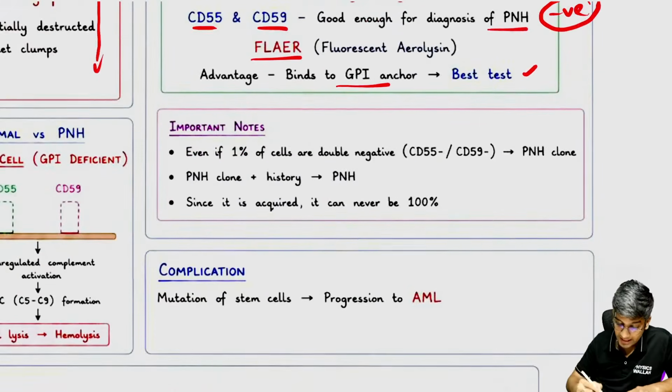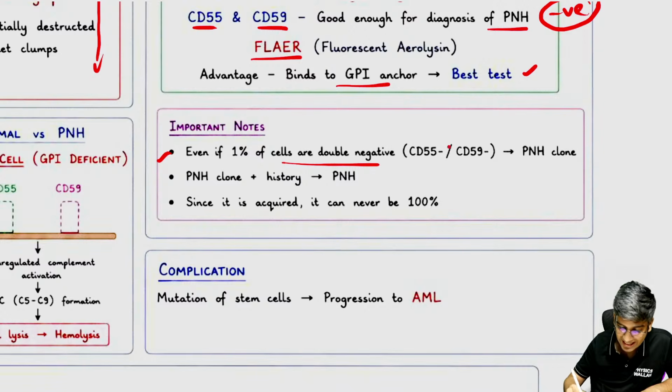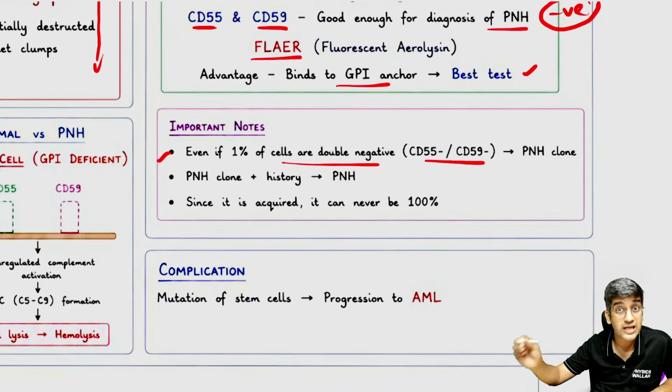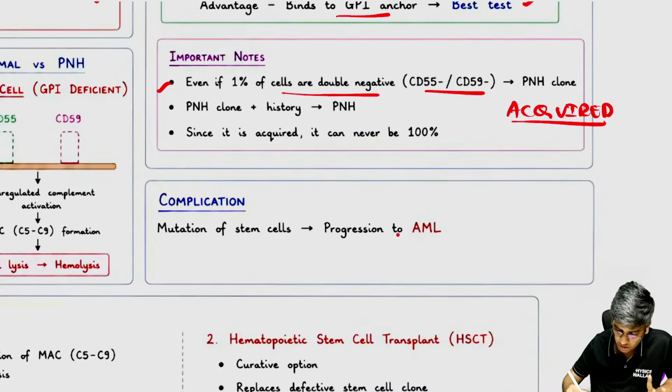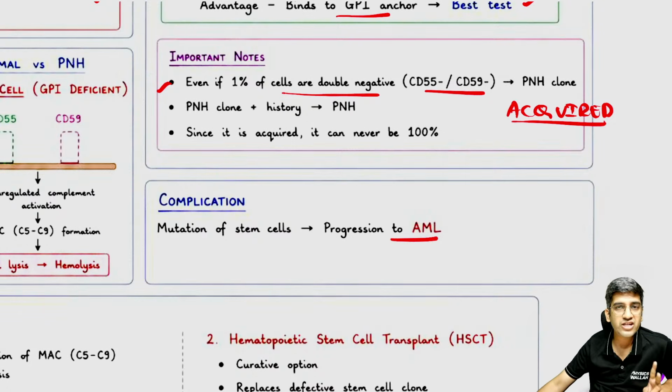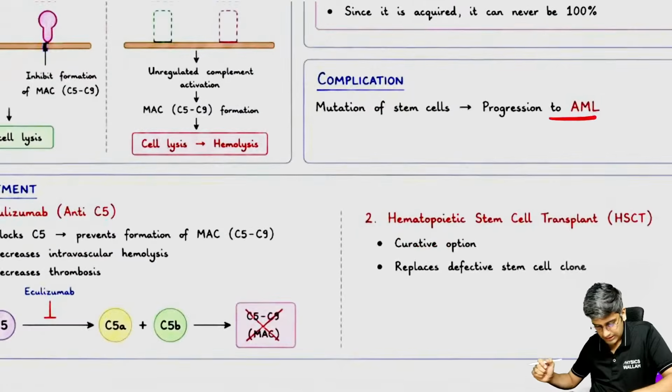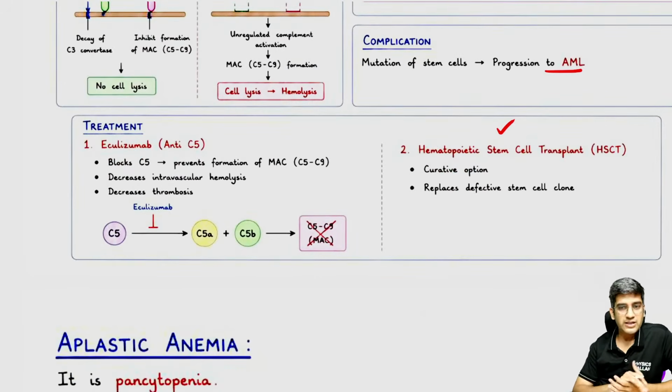Even if 1% of the bone marrow cells are negative, it's diagnostic of PNH because it's an acquired disease. It need not be present in 100%. There is one complication of PNH. PNH can result in aplastic anemia because there is a mutation in the stem cell, right? Treatment, the best treatment is to do a stem cell transplant.